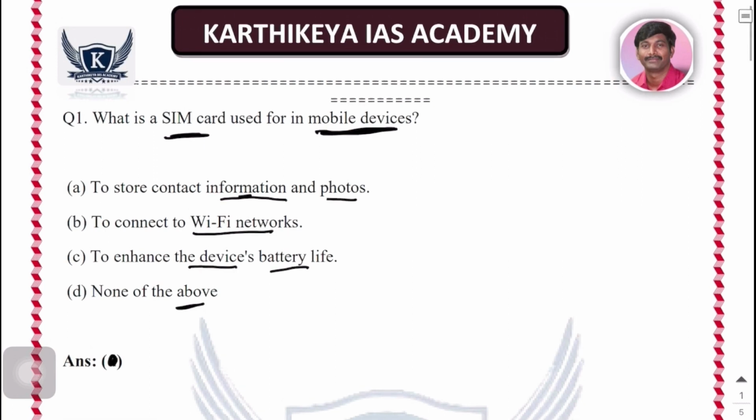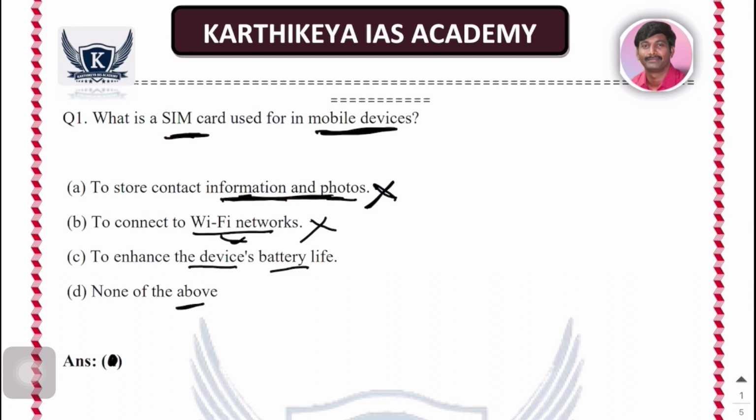So statement A says that to store the contact information and photos, which is an incorrect statement because while some information like contact may be stored on a SIM card, it's not a primary function for the SIM. It is not stored to contact the information and photos, right? So this is not a correct statement. Let's go with B. To connect the Wi-Fi network. So he's saying that SIM card is used to connect the Wi-Fi networks. Even this statement is not correct because a SIM card is not used to connect a Wi-Fi network. Wi-Fi connectivity is typically managed through device settings and does not require a SIM card. So this statement is not correct.